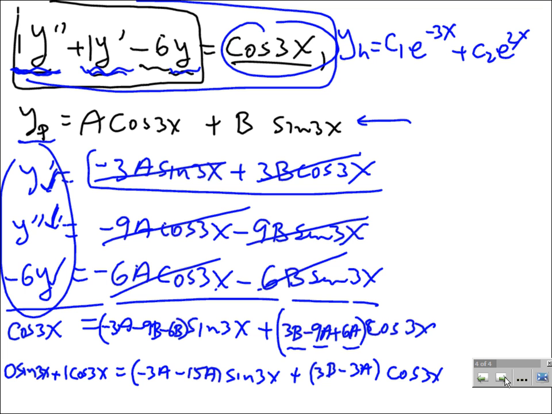We'll make sure this is right. Minus 3a, minus 9b, minus 6b. Looks right to me. Then for cosine, we have 3b minus 9a minus 6a. Okay, so of course something's wrong because I wrote down plus 6a.